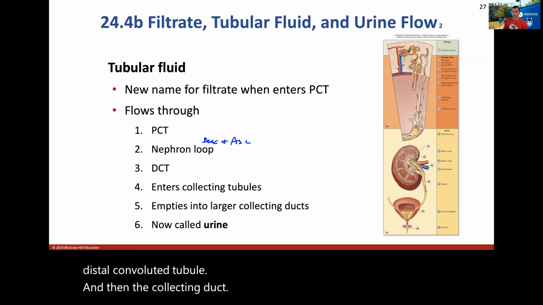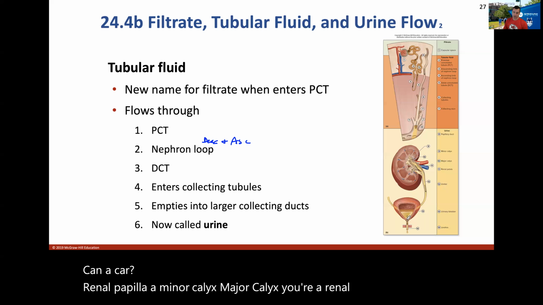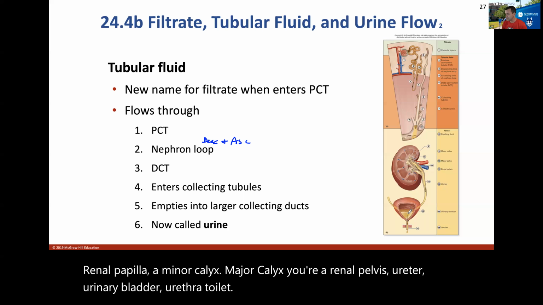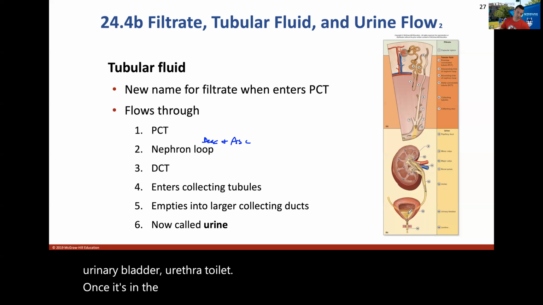Can of corn. Renal papillae, minor calyx, major calyx, renal pelvis, ureter, urinary bladder, urethra, toilet. Once it's in the collecting duct, guys, it's called urine. Okay, it is referred to as urine.